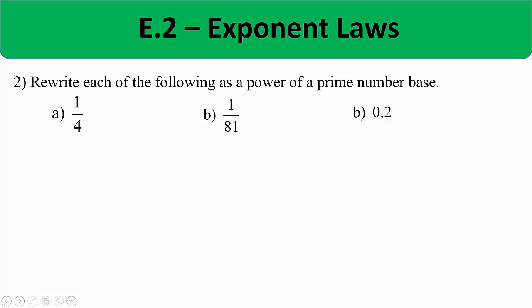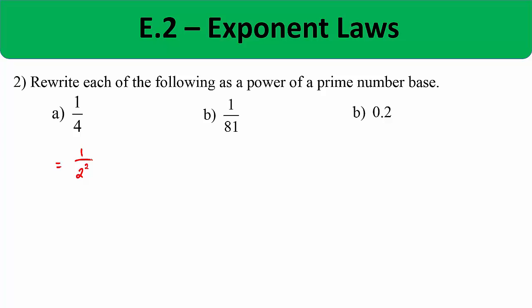Now the last slide here, we're going to look at rewriting each of the following values as a prime number base. Now it may seem a little weird because each of these are fractions or decimals less than 1. Well, let's, at this first example, just look at the denominator. We have 4. We know that 4 can be written as 2 to the power of 2. So if I rewrite 1/4 as 1 over 2 to the power of 2, we end up getting a fraction with a prime number base in the denominator.